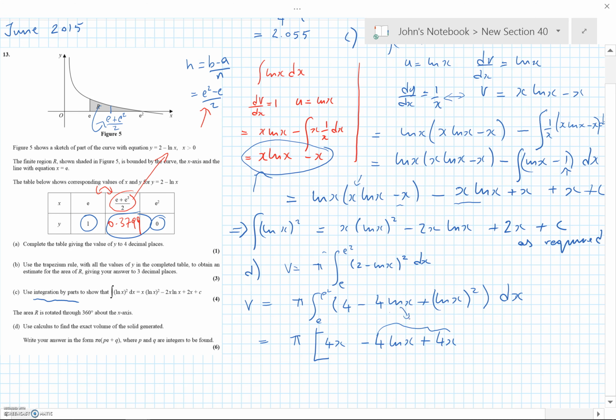Is that the plus x, if you see the double minus, be careful with that, plus the integral of ln x squared, which is the whole lot of this. So that's plus x (ln x) squared minus 2x ln x plus 2x, and we don't need the c here because we've got limits.